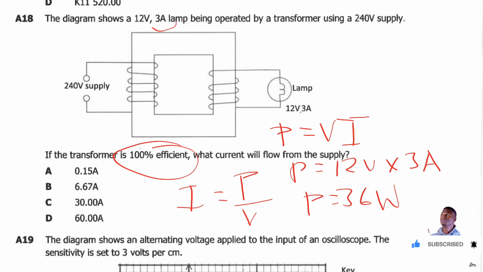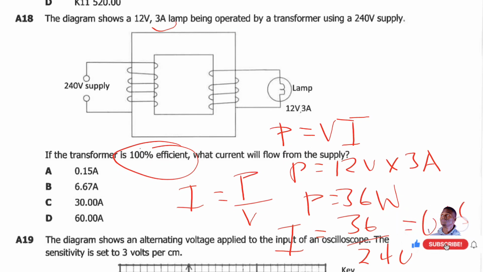Now we want to calculate the current which will flow from the supply. So current is equal to power, 36, over voltage, 240. 36 divided by 240 is giving me 0.15 amps. Yes, A here is the answer. Okay, A is the answer.